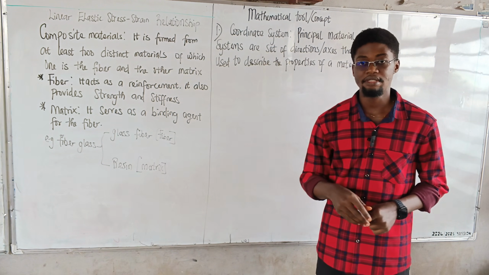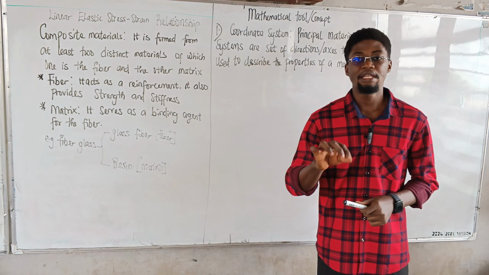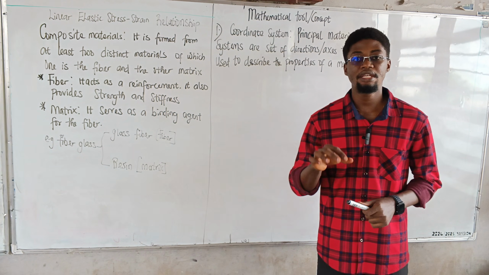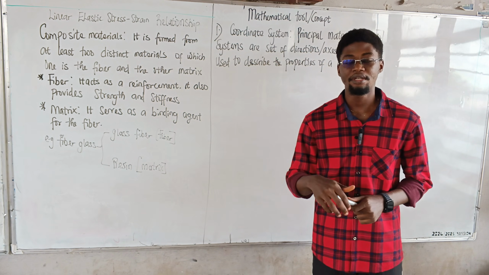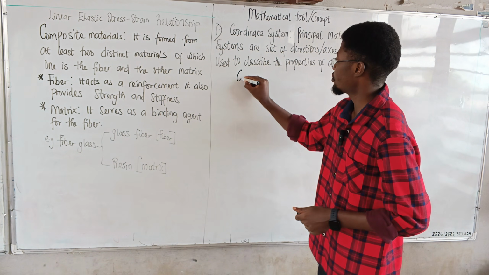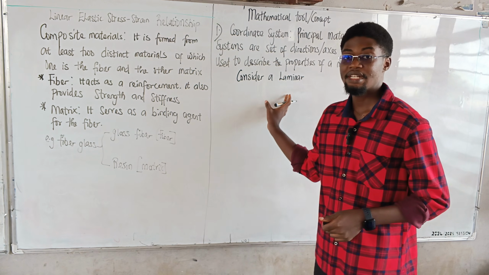So that's coordinate system. Now let's consider a layer of a composite material. A single layer of a composite material is called a lamina. Take for instance, you have something like this. Let's consider a lamina. Now, what did I say lamina is?